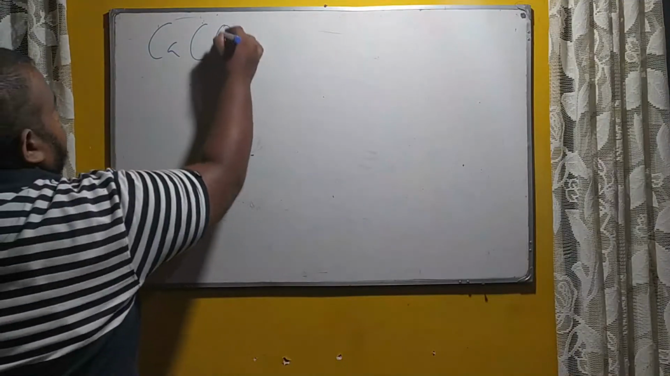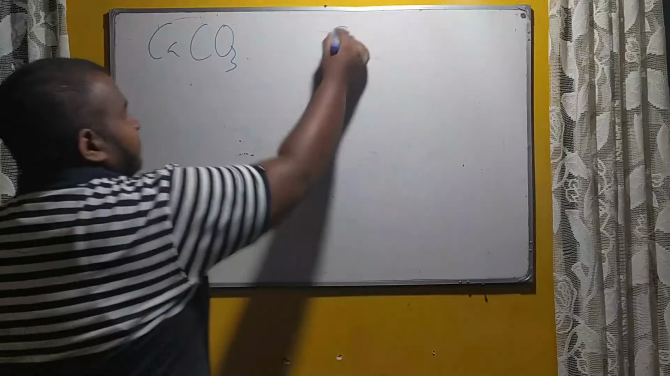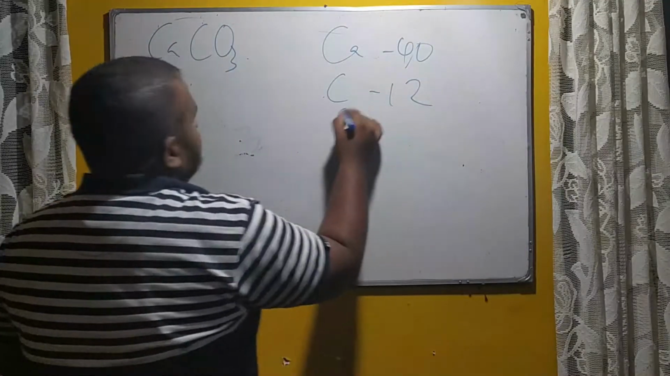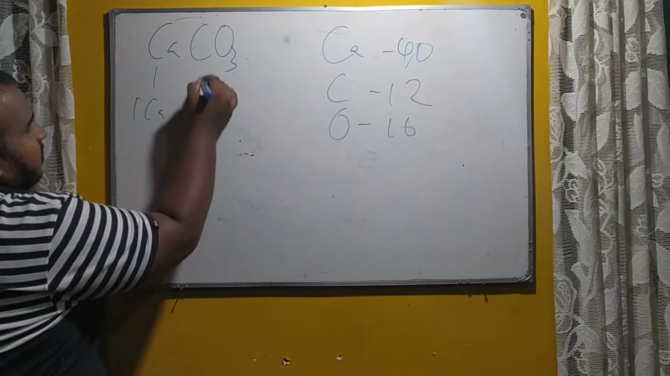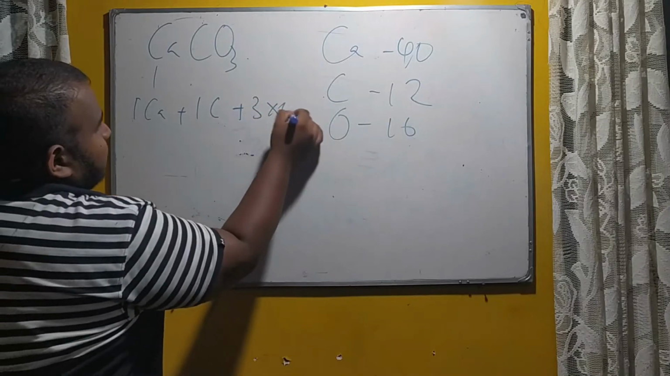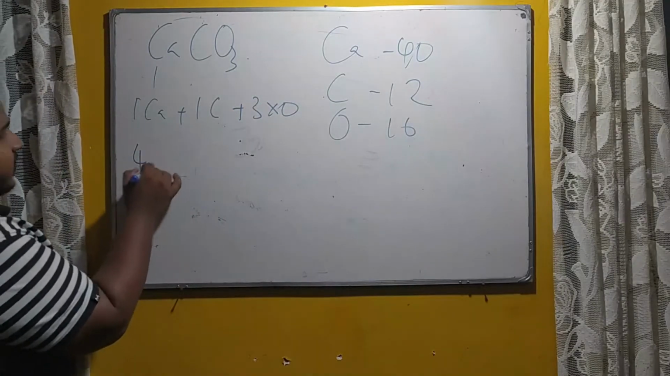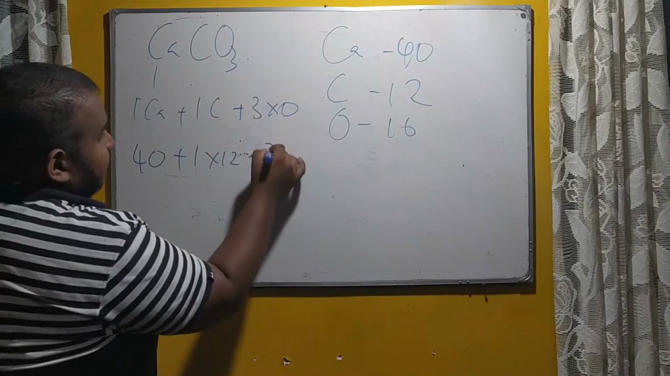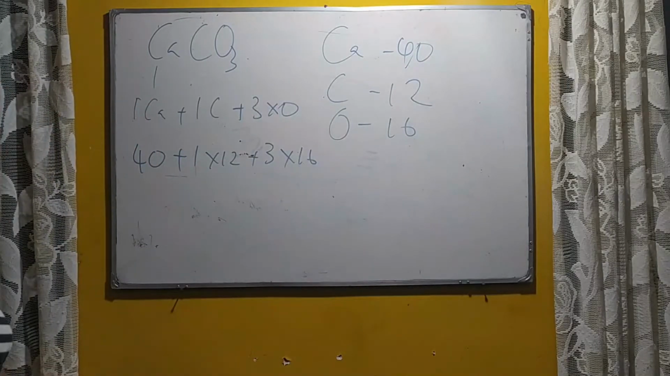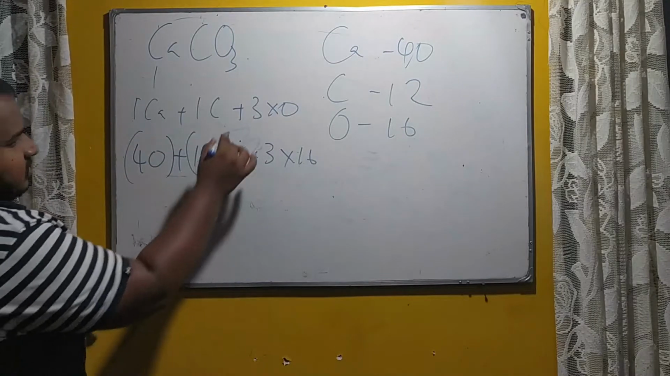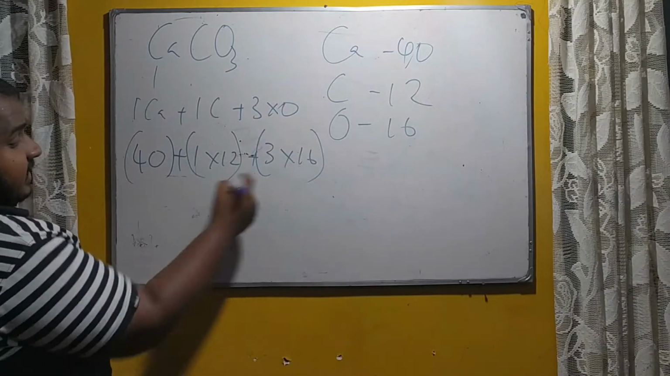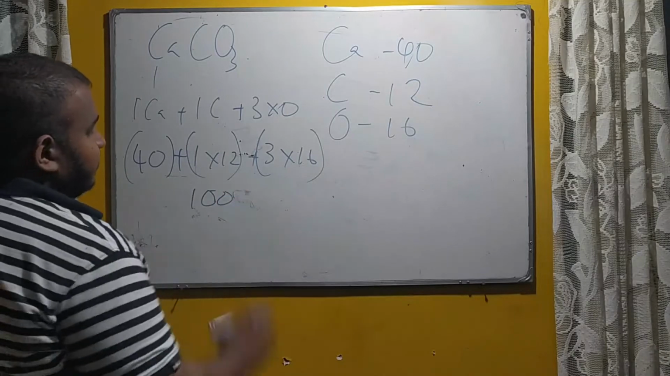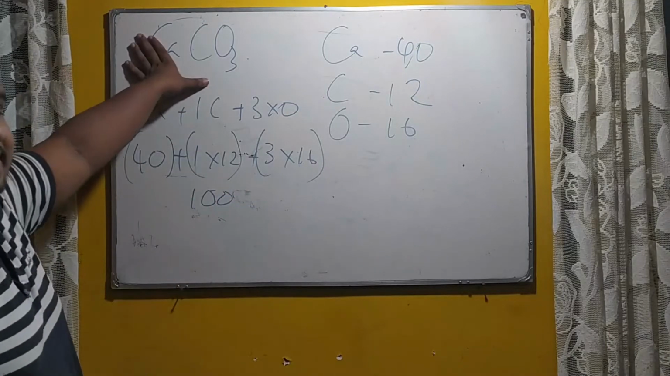Same thing. But if you consider calcium carbonate, calcium is 40, carbon is 12, oxygen is 16. So calcium carbonate has 1 calcium, 1 carbon, 3 oxygens. Therefore 40 plus 1 into 12 plus 3 into 16. Right? So the answer will be 40 plus 12, 52 plus 48, 100. This is the relative molecular mass of calcium carbonate.